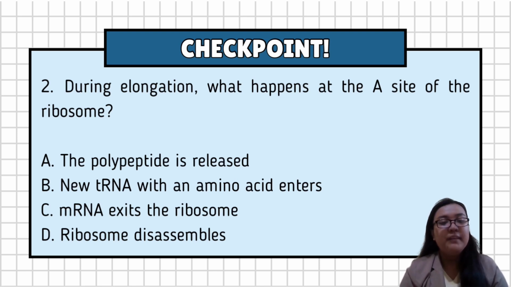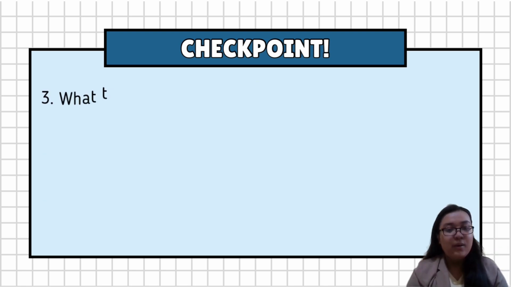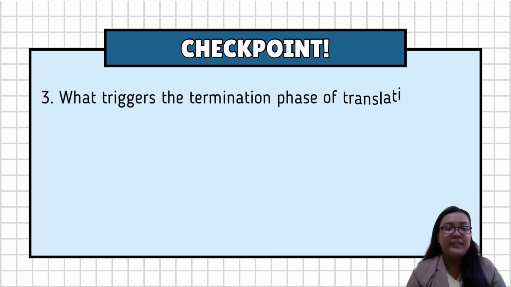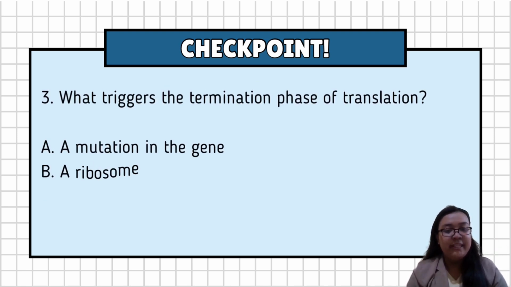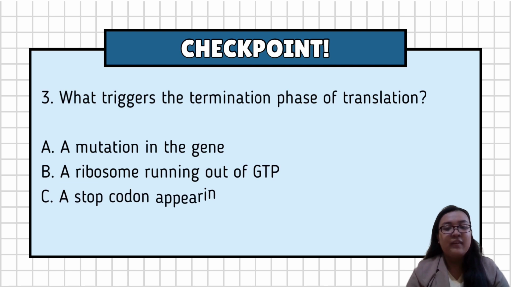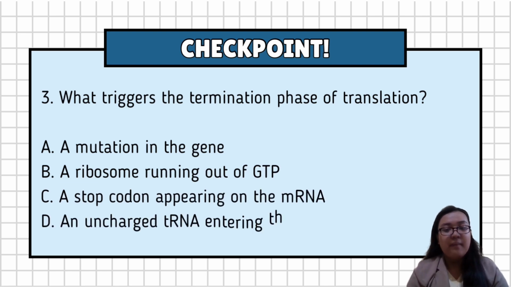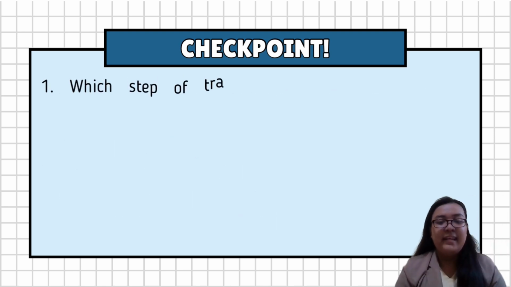Is it A. The polypeptide is released, B. New tRNA with an amino acid enters, C. mRNA exits the ribosome, or D. Ribosome disassembles? Number 3. What triggers the termination phase of translation? Is it A. Mutation in the gene, B. A ribosome running out of GTP, C. A stop codon appearing on the mRNA, or D. An uncharged tRNA entering the A site? And that's it. Let's see how you did.